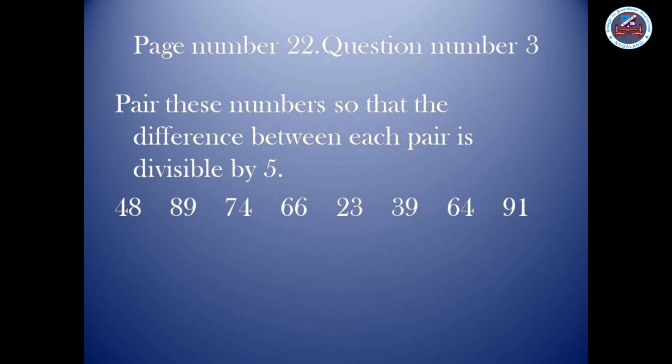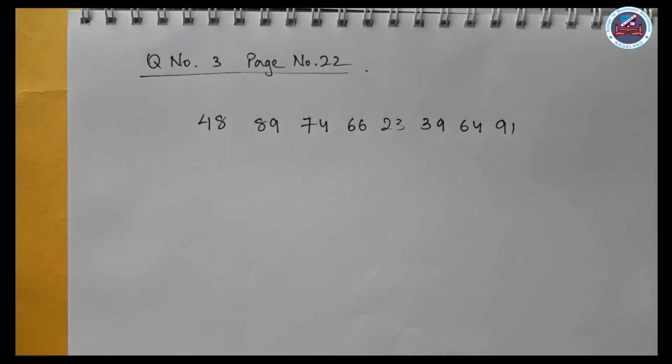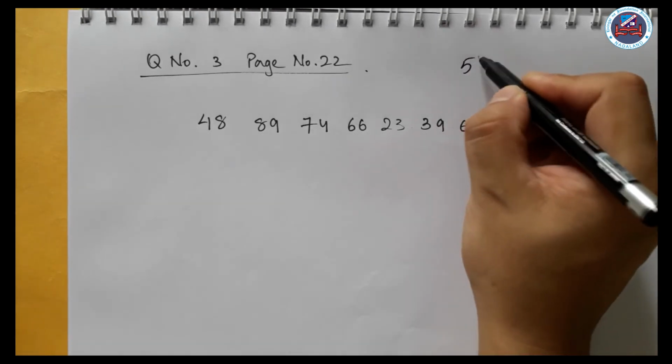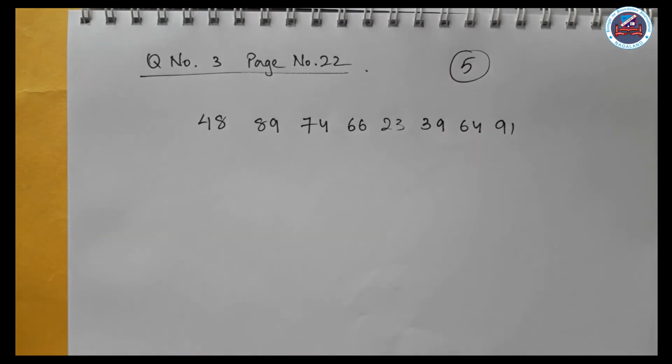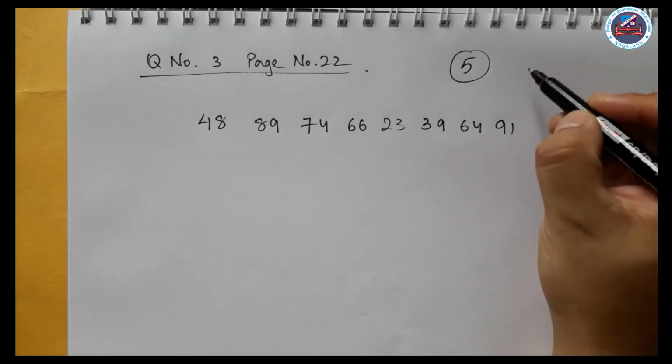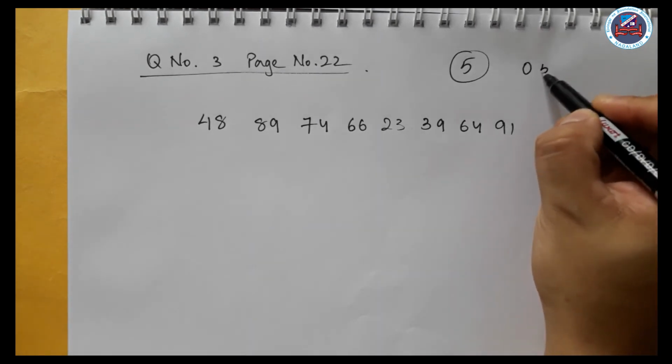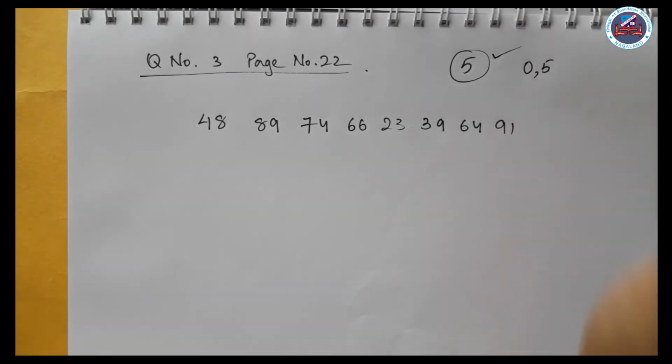Page number 22, question number 3. Pair these numbers so that the difference between each pair is divisible by 5. In this question, we have to find the pair of numbers whose difference is divisible by 5. Now, we just learned the divisibility test for 5. The last digit has to be either 0 or 5 for a number to be divided by 5. Let's try to find out some pairs.